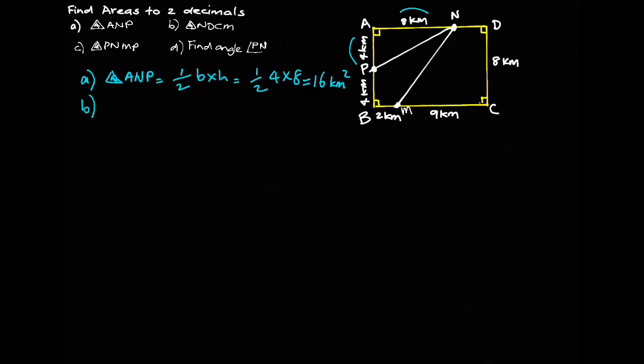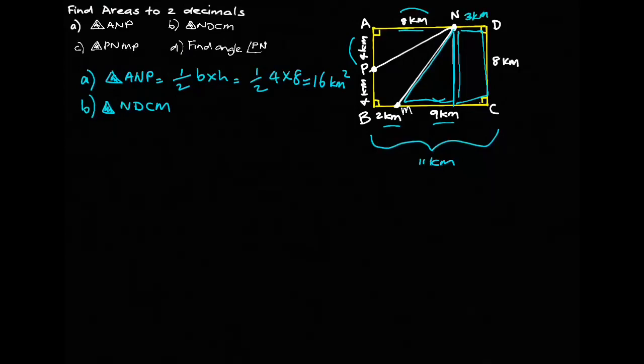Now for part B, area NDCM. So we're looking at this area here. And what we can do is break it up into a rectangle and a triangle. Now we know the full length is 11 kilometres, 2 kilometres plus 9. And we know there's 8 kilometres here, so this must be 3 kilometres. And we know 9 minus 3, if this is 3 here, this must be 6.